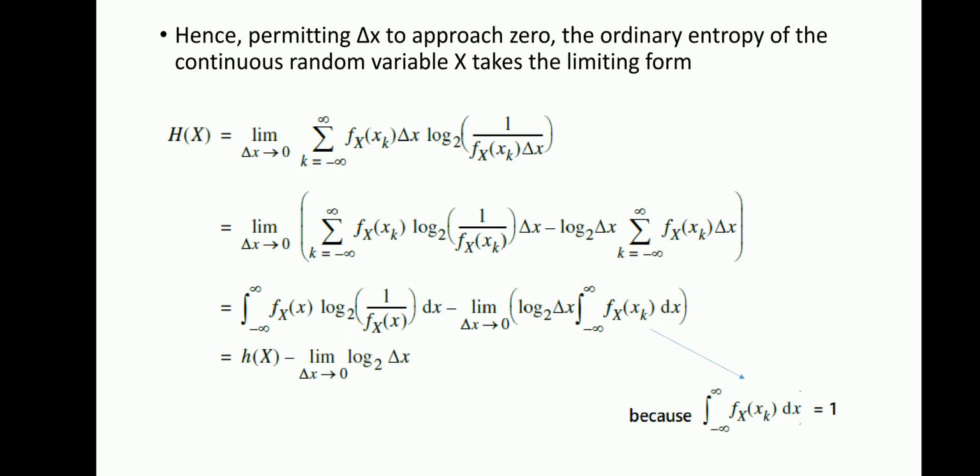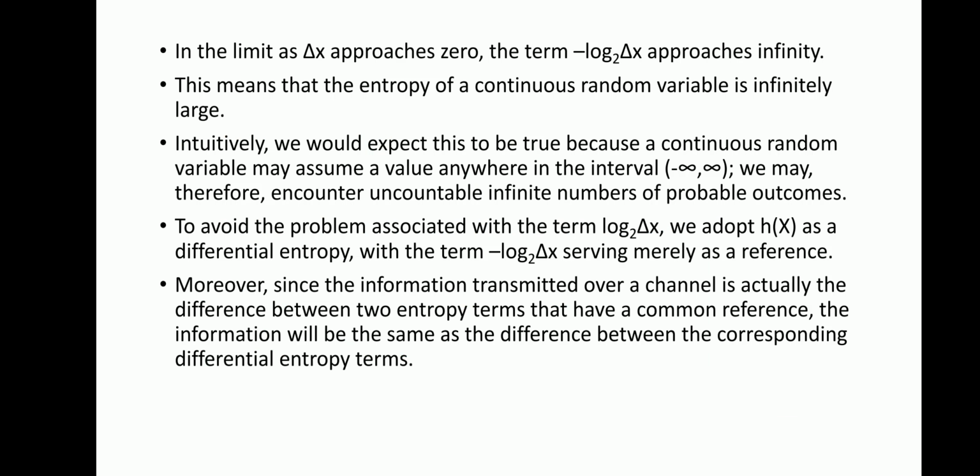So we can see that in the second term, as the limit del x approaches 0, the term minus log del x approaches infinity. We know that minus log del x is log 1 by del x, and as del x tends to 0, 1 by 0 becomes infinity. So this means that the entropy of a continuous random variable is infinitely large.